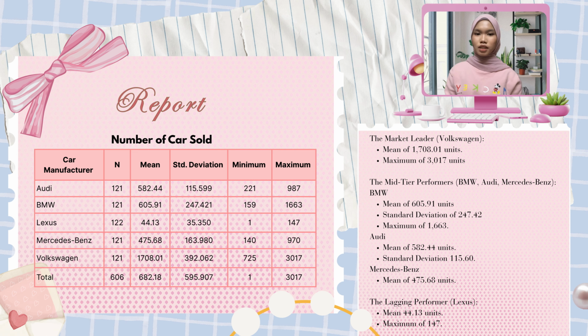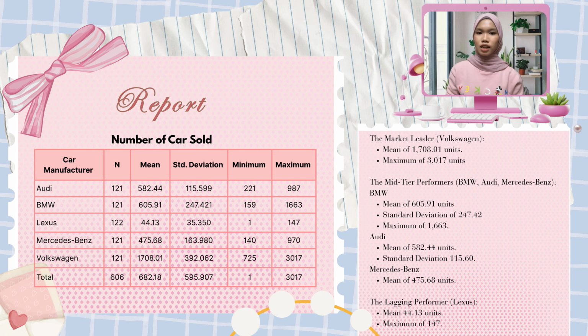On the other hand, the mid-tier performers, which is BMW, Audi and Mercedes-Benz. BMW leads this group with a mean of 605.91 units, but it shows high volatility, which is standard deviation of 247.42, indicating some exceptionally good periods, maximum of 1,663. Audi follows closely with a mean of 582.44 units. Audi's sales are relatively stable compared to BMW, with a much lower standard deviation, which is 115.60 units.